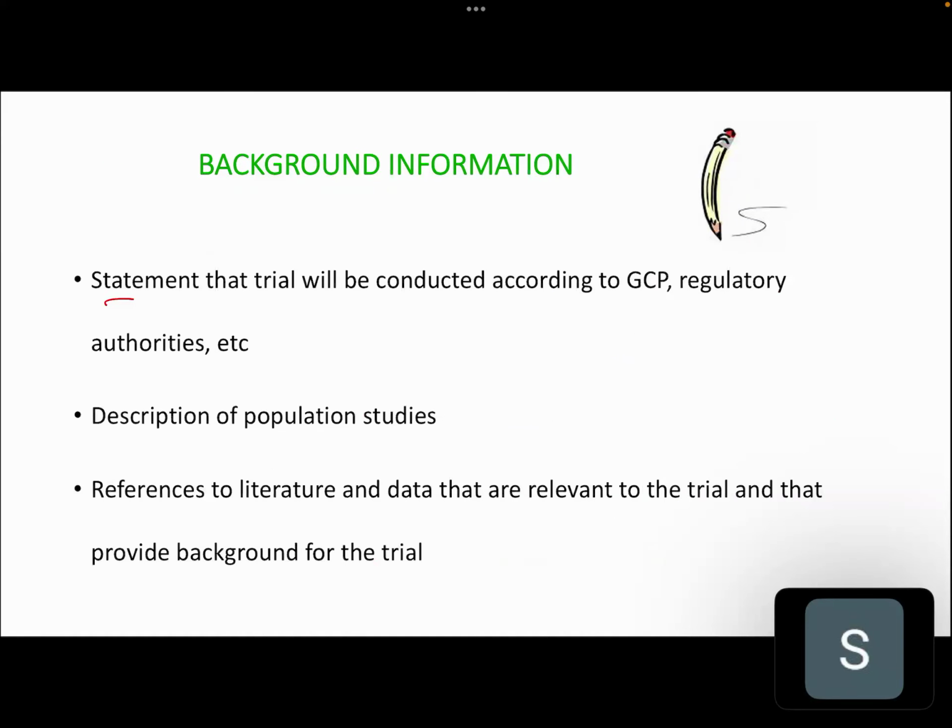You will also give a statement that this trial will be conducted as per GCP and regulatory authorities. Although GCP is not a regulation, because it is stated here, we will follow it. And tomorrow, if there is a DCGI inspection and they find you have not followed GCP, they can put you in jail. Then a description of the population studied, reference to literature, and the relevant data to provide the background of the trial: for this particular indication, this treatment is already available, what is the gap, and what we are trying to do differently.